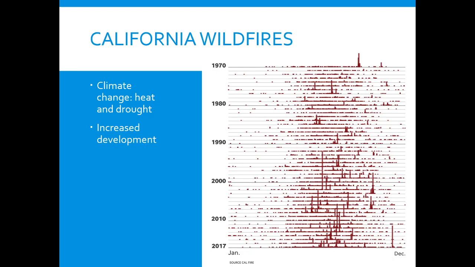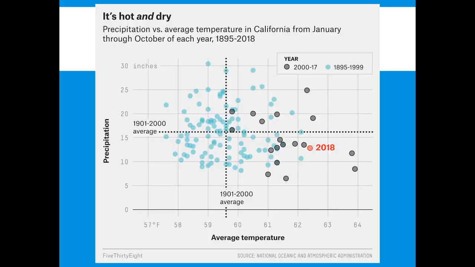Now, in recent history, we are noticing that California wildfires are increasing, and this is caused in part by climate change. As we have more heat and more drought, there are more cases of wildfires. By having more development, it causes more areas to burn faster because there's less to stop the wildfires from spreading. So precipitation here versus the average temperature in California from January through October of every year from 1895 to 2018.